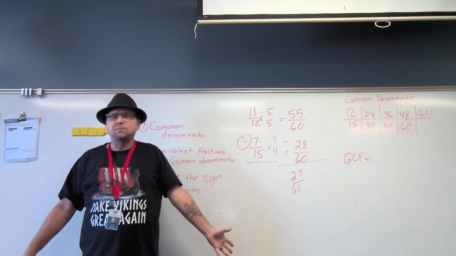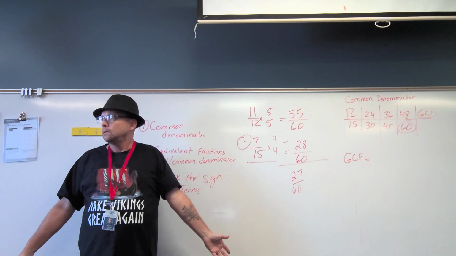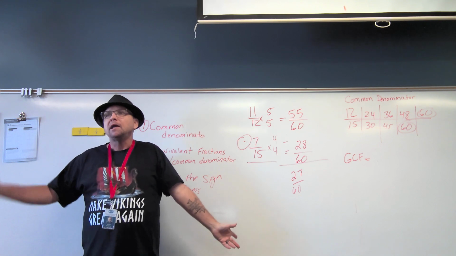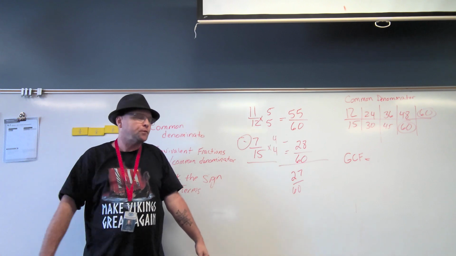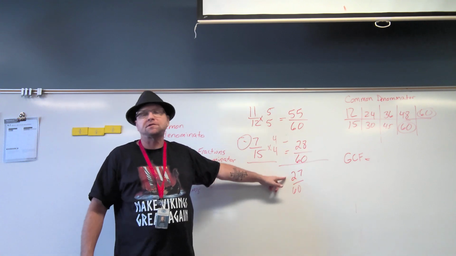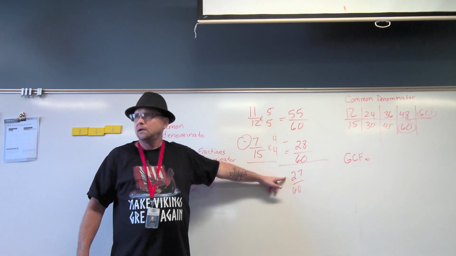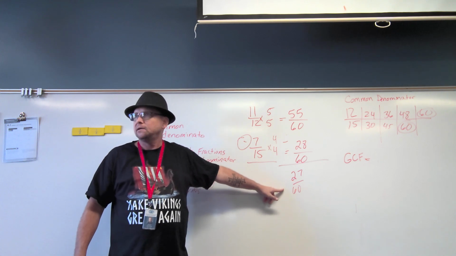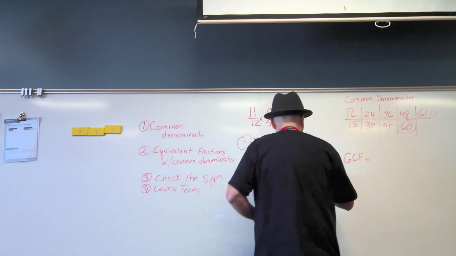Anybody remember my divisibility rule for 3? It's over there. If the sum of the digits is a multiple of 3. So what's the sum of the digits in 27? 9. Is 9 a multiple of 3? Yes. What's the sum of the digits in 60? 6. Is 6 a multiple of 3? Yes. That means these both can be divided by 3.